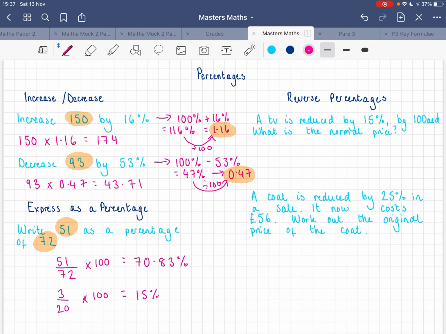I should have known that in my head. 15%. So they might give you a slightly different question where you have to work out the differences first, but then to actually put them into a percentage, that's all you have to do.